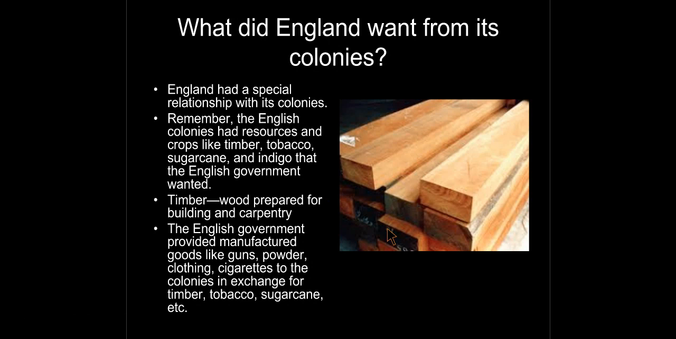Now, the English government also did something for the colonies, and what they did was provide the colonies with manufactured goods like guns, powder, clothing, and cigarettes in exchange for timber, tobacco, and sugarcane. Now, think about it. Cigarettes have tobacco in them. So basically what would happen is that the colonies would sell tobacco to England, and England would buy the tobacco, turn around, make it into cigarettes, and ship those back to the colonies.